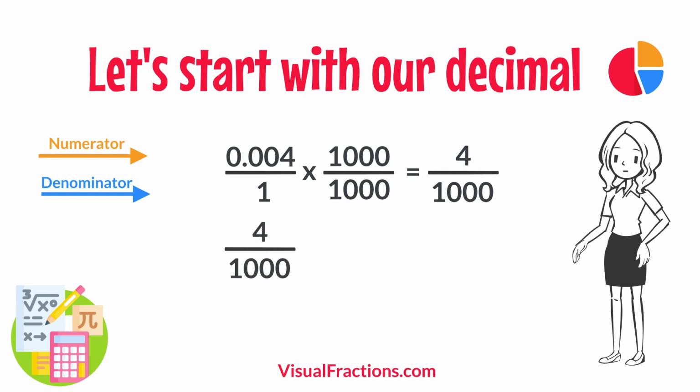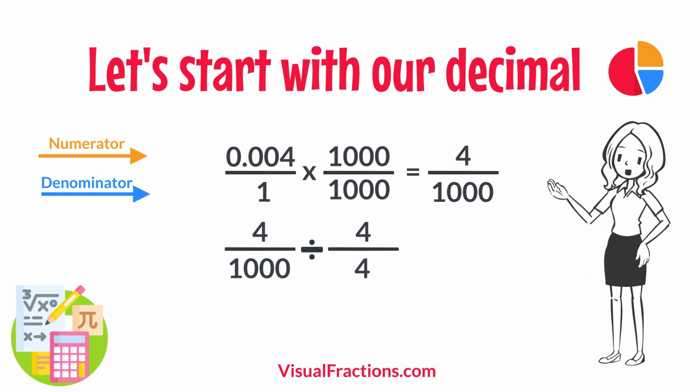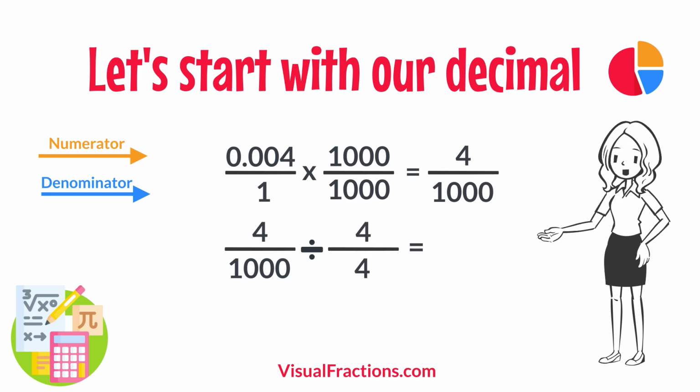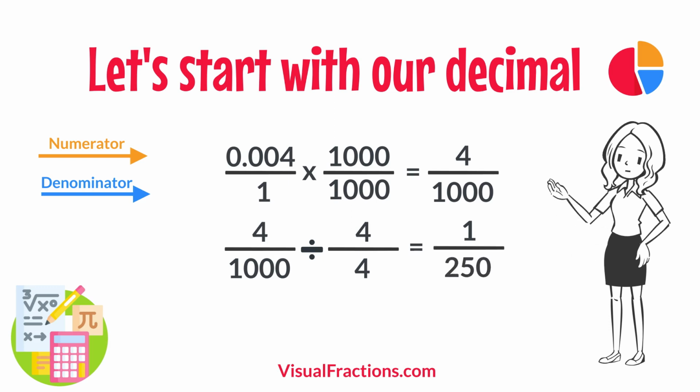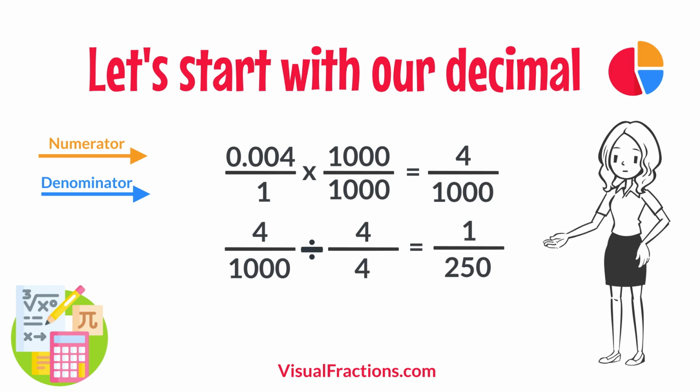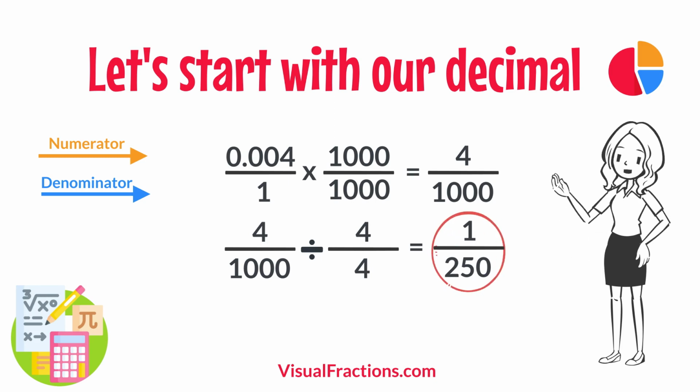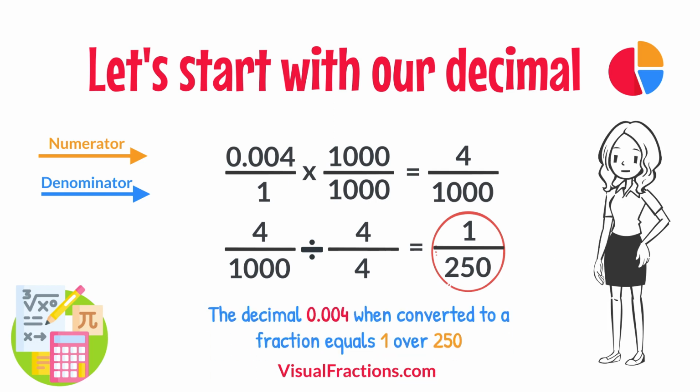Next, we simplify. Both the numerator and the denominator in 4/1000 can be divided by 4, the greatest common divisor. Divide 4 by 4 to get 1, and divide 1000 by 4 to get 250. So, 4/1000 simplifies neatly to 1/250. And there you have it. The decimal 0.004 when converted to a fraction equals 1/250.